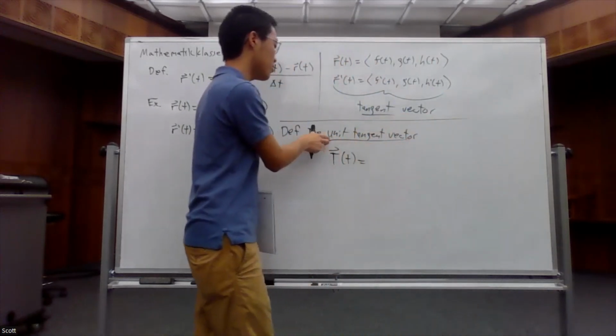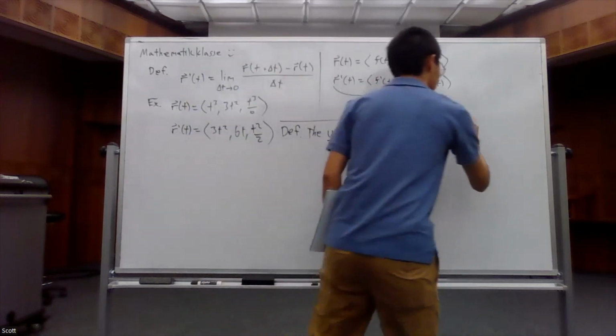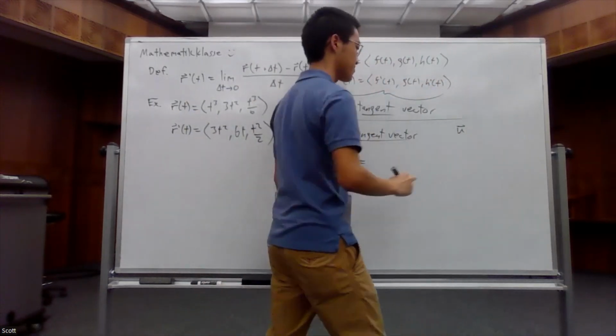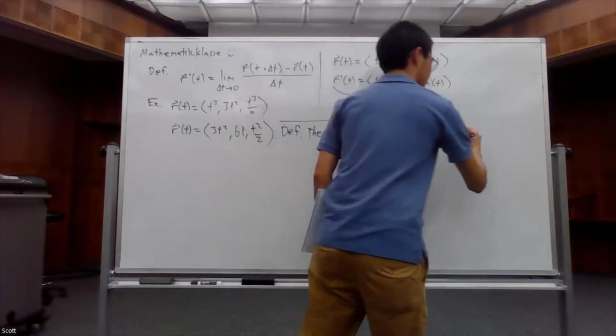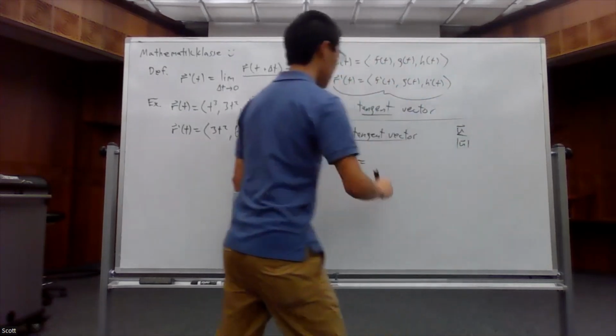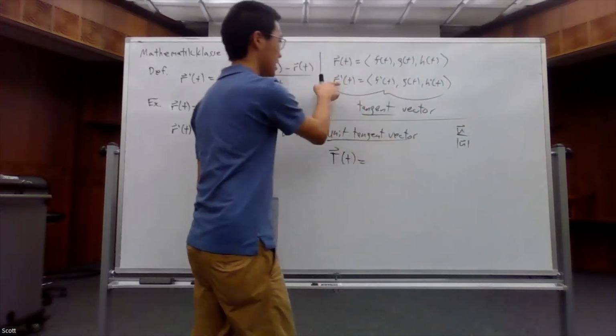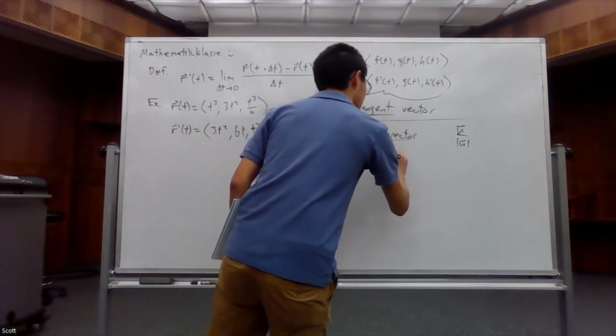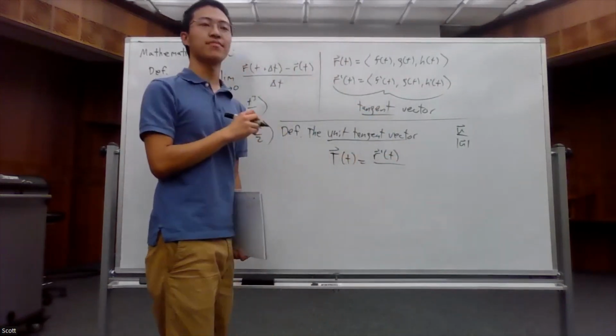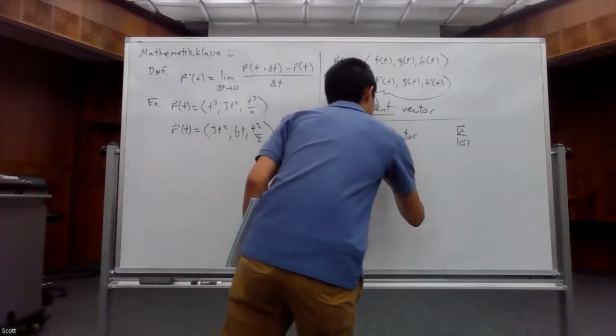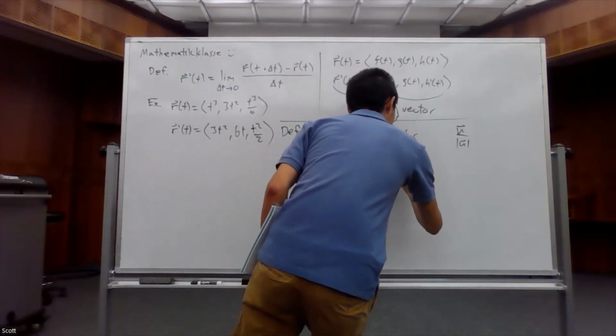Who remembers just generally what to do to turn u into a unit vector? Divide u by its magnitude, the magnitude of u. Right? Okay. So if we have a tangent vector, r prime, what do we want to divide the tangent vector by? The magnitude of itself.